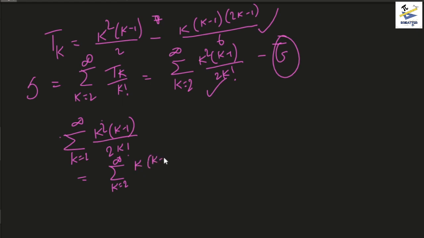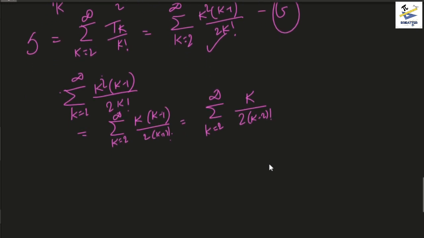It will be the sum from k equals 2 to infinity of k into (k minus 1) by (k minus 1) factorial. And this k minus 1 and k minus 1 cut off. It will be the sum from k equals 2 to infinity of k by 2 into (k minus 2) factorial, right? And what we can do is this. First let us do this. This k equals 2 and it also starts from 2. Basically this sum is like this. It's like 2 by 2 into 0 factorial plus 3 by 2 into 1 factorial, like this.